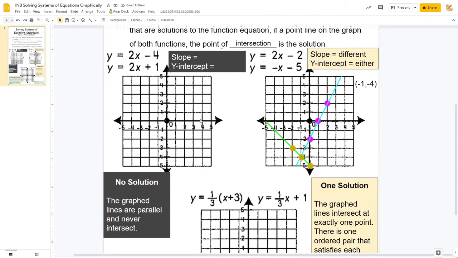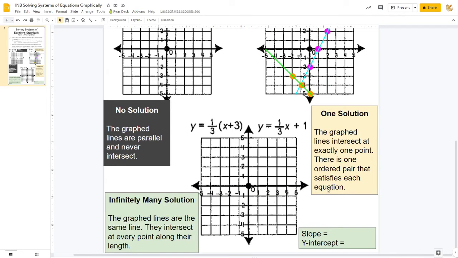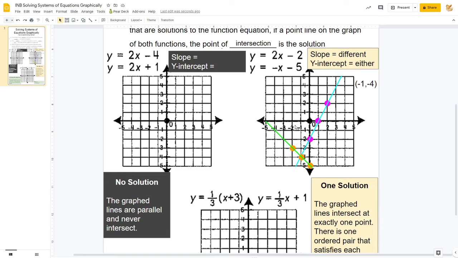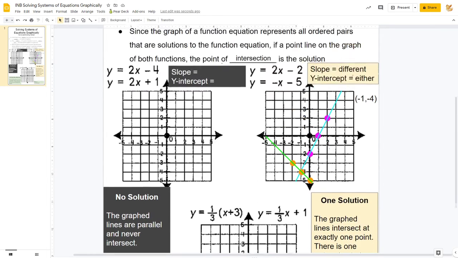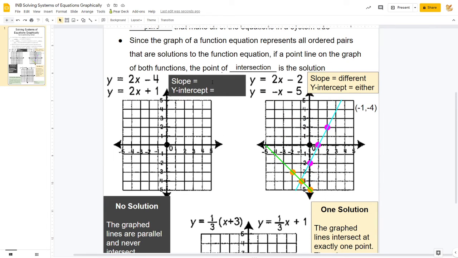Okay, and you'll do the same here for no solutions, and the same here for infinitely many solutions. You'll type in the point, but this one won't have one, this one will have many. It was only this one that needed a point of intersection.